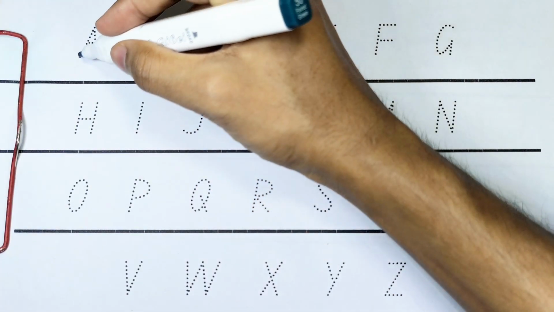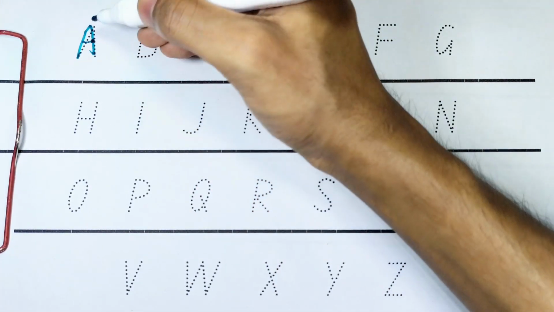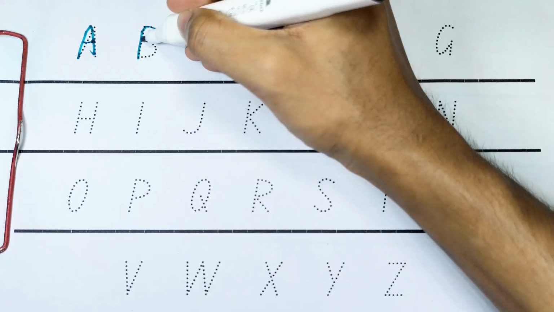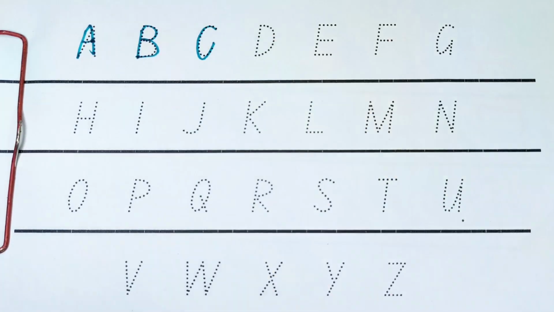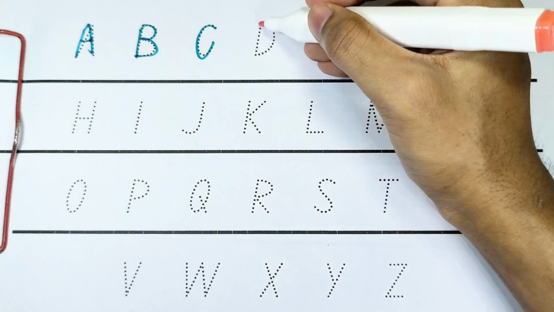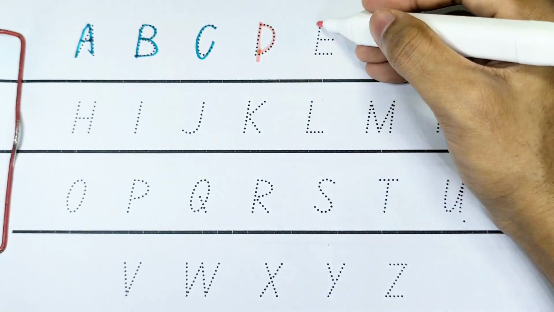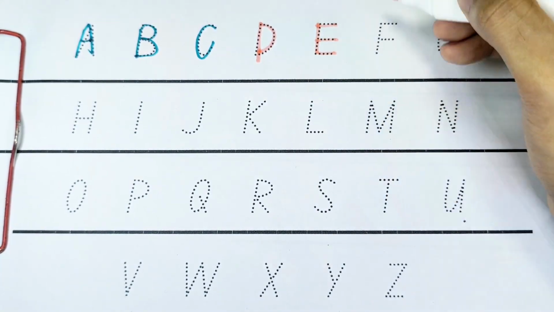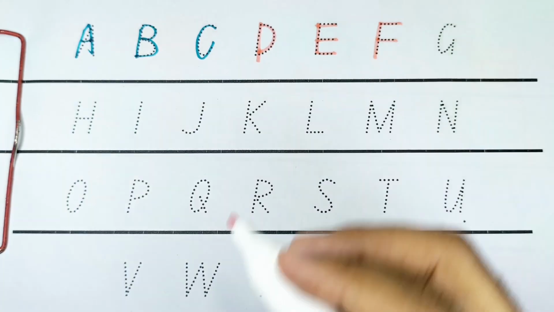First we're using the color of, yes, forest green color A. The next one is B. C for cow, C for cat. Coral red color. Yes, D. E for egg, E for elephant. F for fish, F for fan.